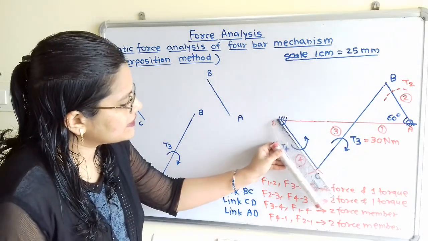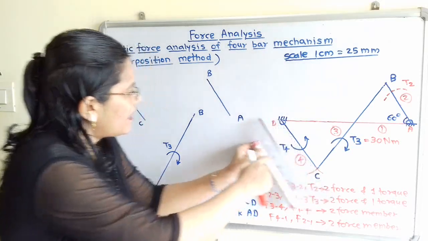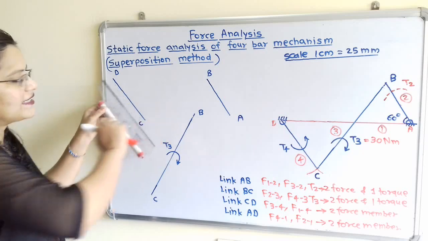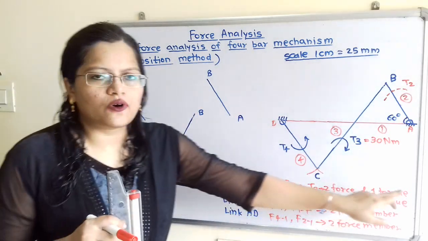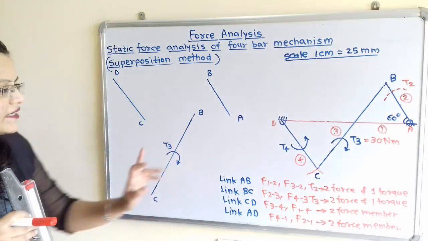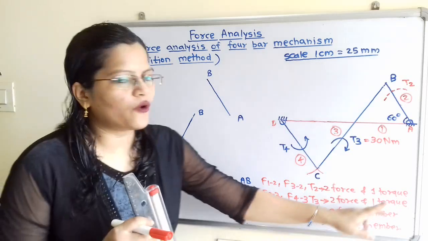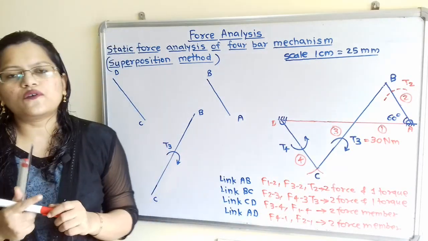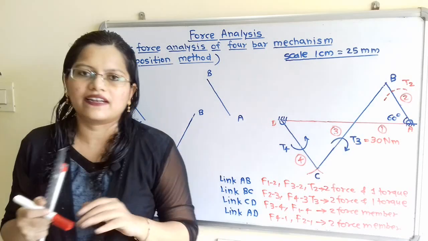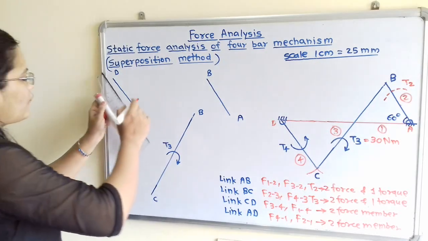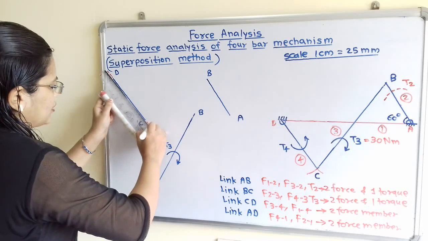Now for this link CD also we have to take the same length, that is 16 cm, and we have to transfer this as it is. Now we know that this AB is 2 force 1 torque member, BC 2 force 1 torque member, but this CD is 2 force member. So for the 2 force member, line of action of forces is along that link. So we will show here line of action of force. So I will show in the form of dash.